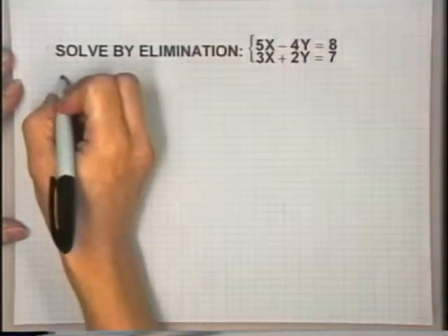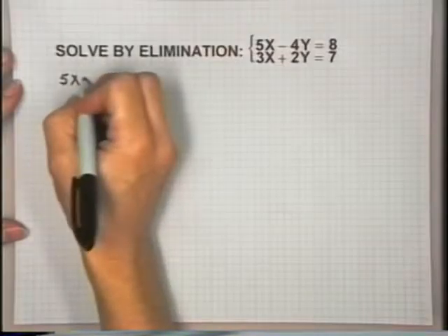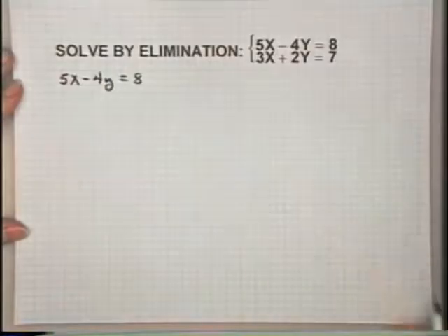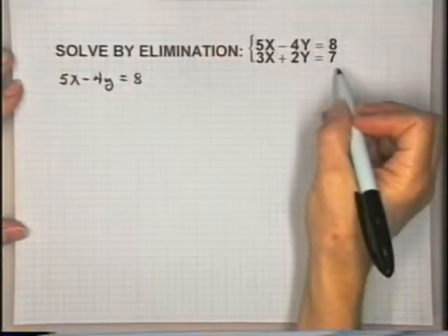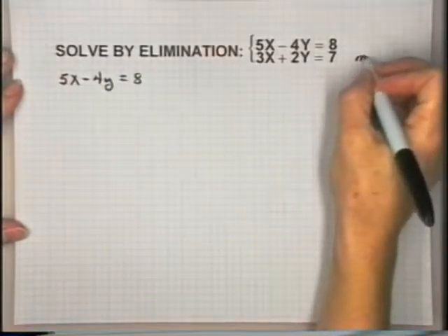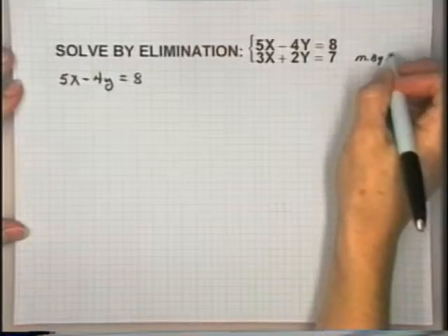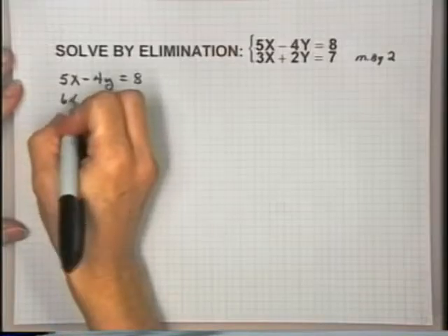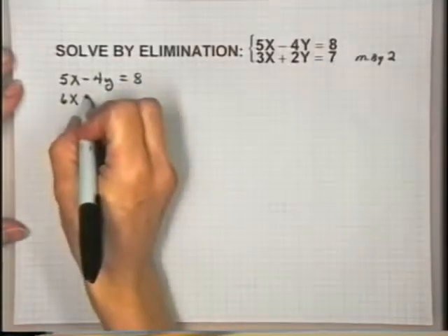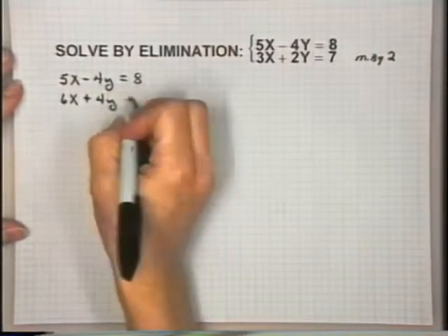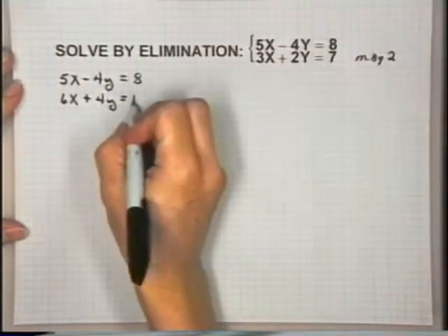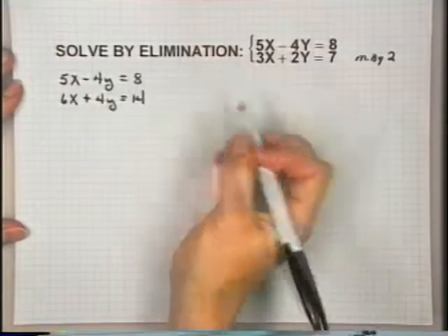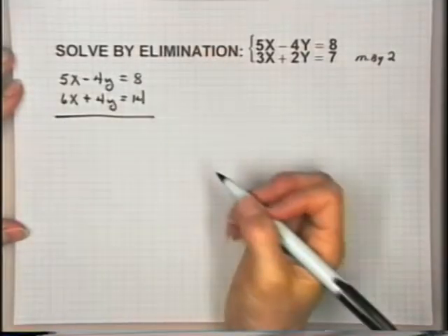So what I'm going to do is just simply rewrite that first equation, 5x minus 4y is equal to 8. I'm going to take this second equation and multiply both sides by positive 2. So 2 times 3x gives me 6x. 2 times 2y is a positive 4y equals 2 times 7 is 14. I now have opposites in front of y. So I'm going to add these equations together.